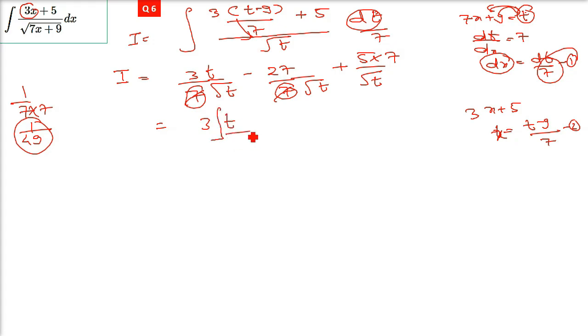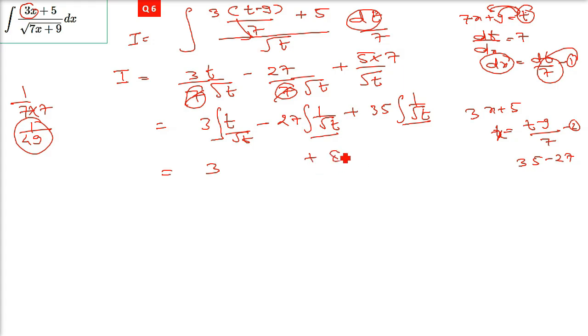Now I'm integrating. 3, because constants we always take outside the integration, it will be easier. Here 27 times 1 by root t, here 5 times 1 by root t. Now can you see some terms having similar formation, or they are called similar terms? Yes, negative 27 and 5. So you can just subtract: 5 minus 27. So this 3 will remain like this, and 5 minus 27 I have written as negative 22.